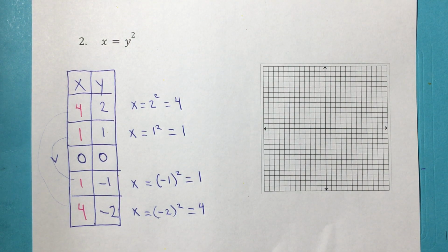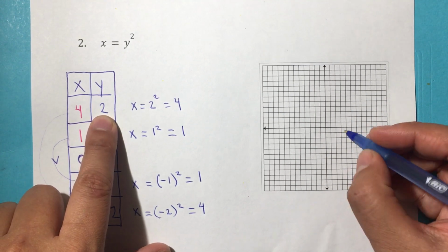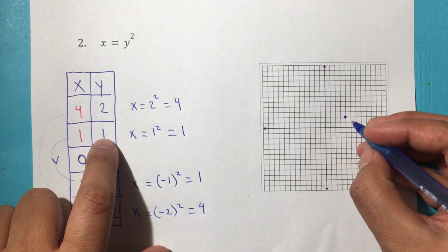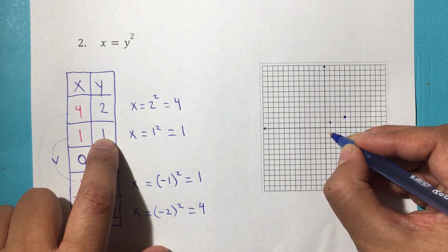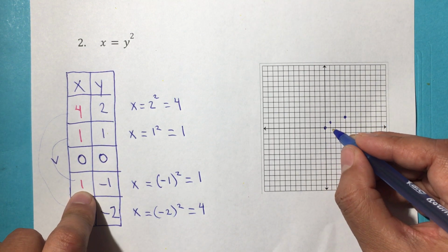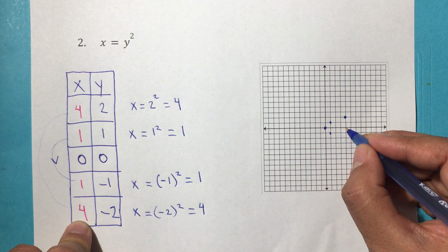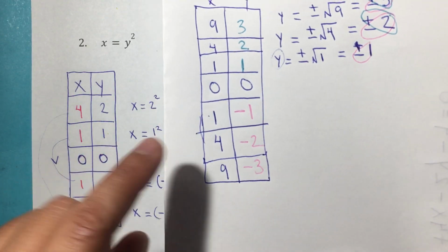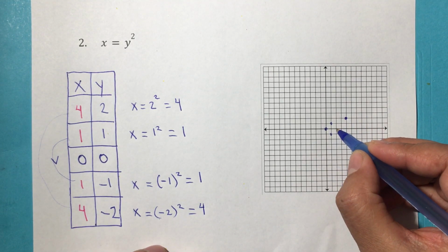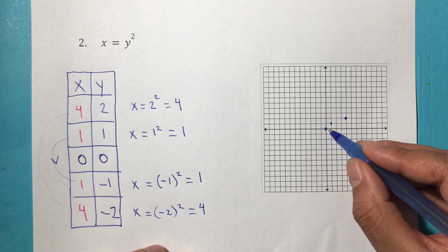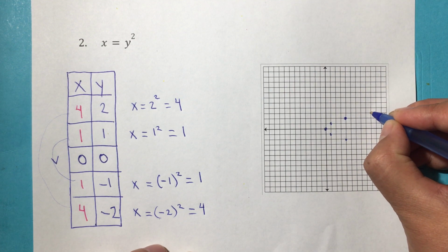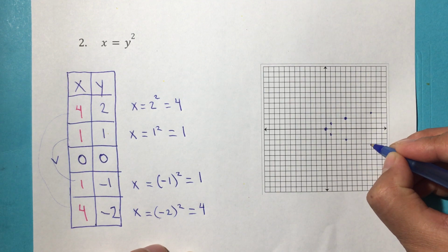Okay, let's graph it now. And so we have 4, 2, 4, positive 2. 1, 1, 1, 1 is right there. 0, 0, right there. 1, negative 1, right there. 4, negative 2, it's right there. You can also plot these ones, 9, 3 and 9, negative 3 if you want to. So 3, 6, 9, and positive 3, and also negative 3.